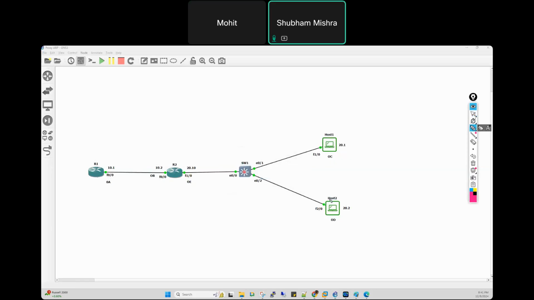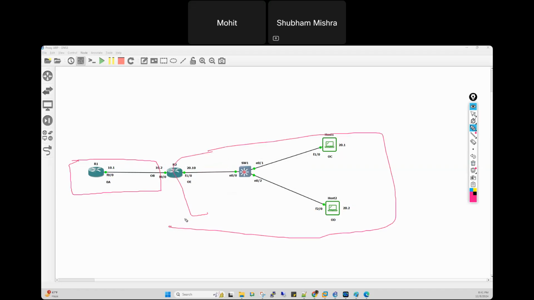देखो, for example the IP addresses are here 10.1, 10.2, 20.10, and here 20.1 and 20.2. Is there any problem with the IP address? I hope this is clear, right? IP address तो पता है ना, configure है ना? This part will be in one different network and this part will be in a different network.